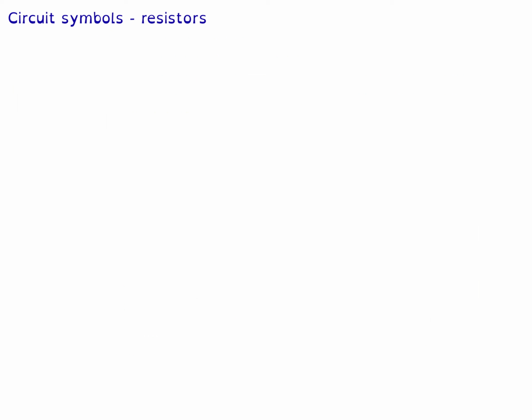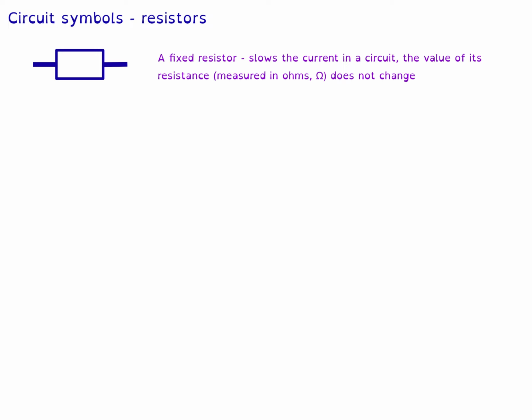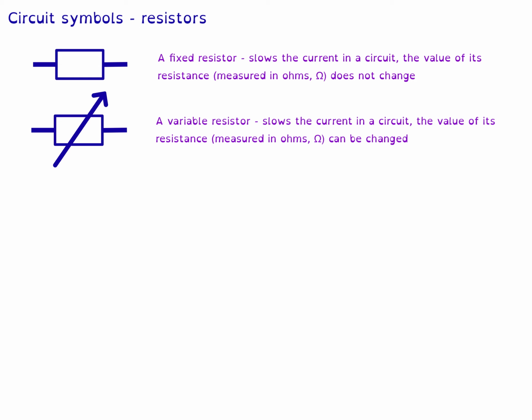All of the following are resistors. They all have the same basic rectangle resistor shape. This is a fixed resistor. It slows the current in a circuit. The value of its resistance, measured in ohms, does not change. This is a variable resistor. It also slows the current in the circuit. The value of its resistance, measured in ohms, can be changed.